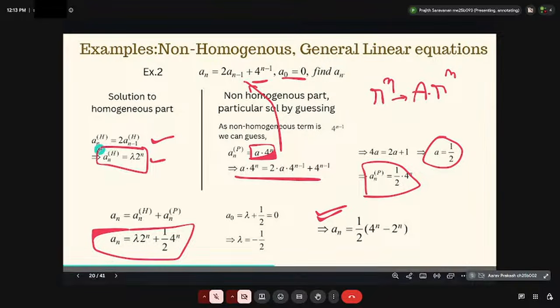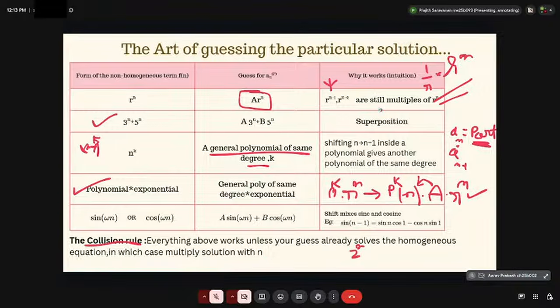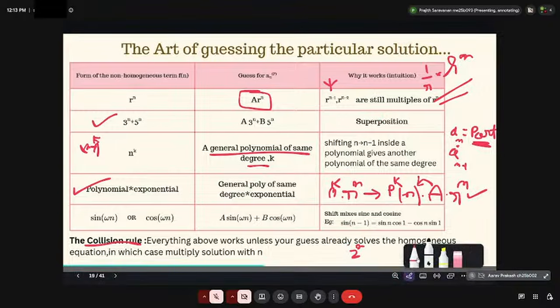Okay, let's move on. In case of the collision rule, what happens is, for example, you have 2 power n in your homogeneous part of the solution, and you also have the constant to be 2 power n. In that case, you will also guess 2 power n to be the particular solution. Now that's an issue because we have 2 power n in both the homogeneous part and the non-homogeneous part, so there is no effect of the non-homogeneous part. In that case, we multiply by n. So that is the whole point of the collision rule.